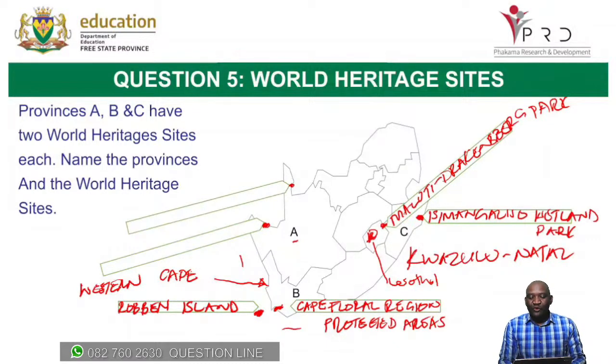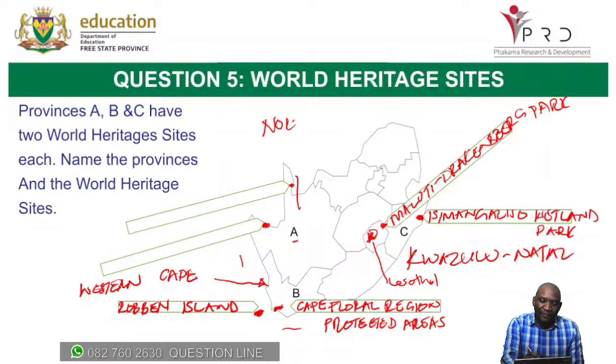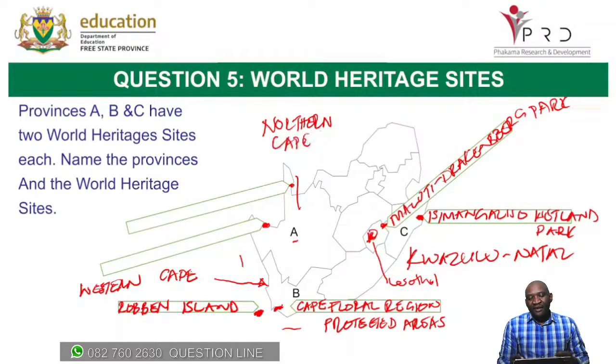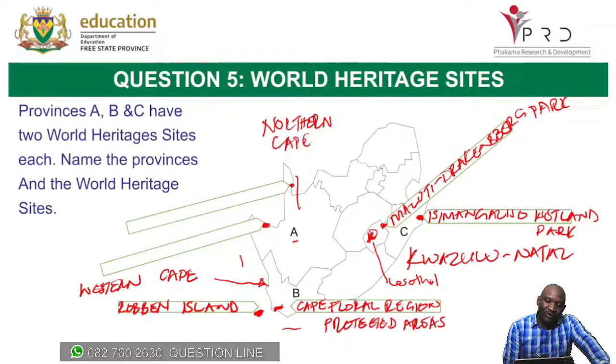And then now we come to province A. As you can see that this is the largest province in South Africa, and province A is very good, it is the Northern Cape. Right, and then now we need to identify the two World Heritage Sites that are found in this province.